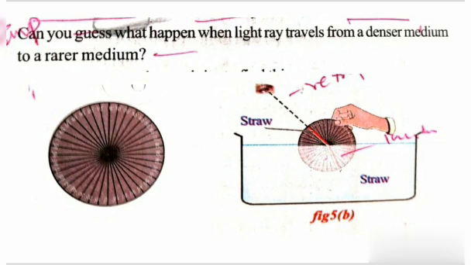Why do the straws appear to be in a straight line when we view them from the top? When we are seeing from the top, why do the two straws appear to be in a single straight line?